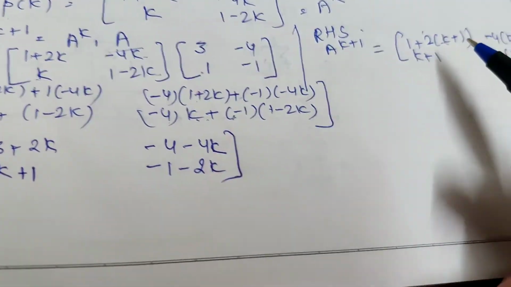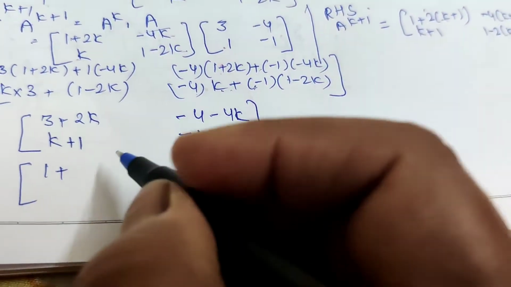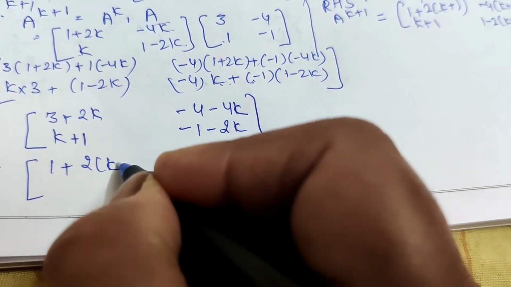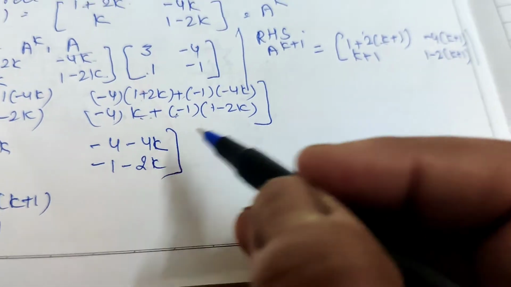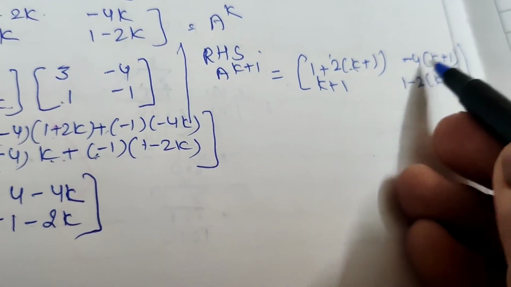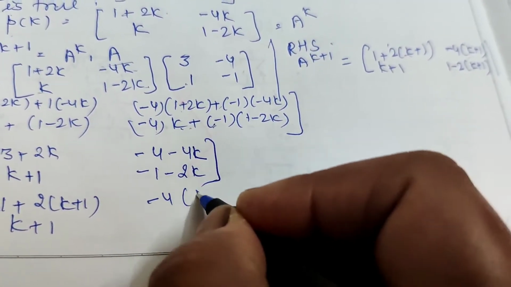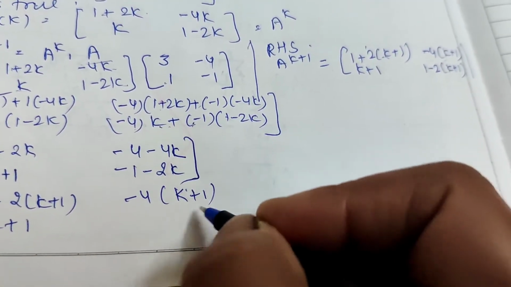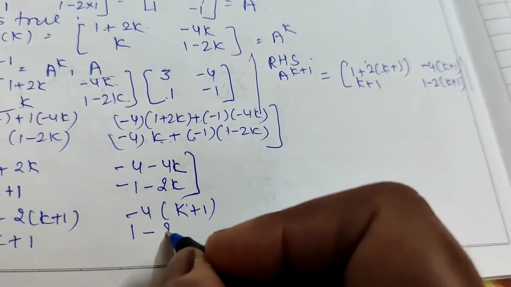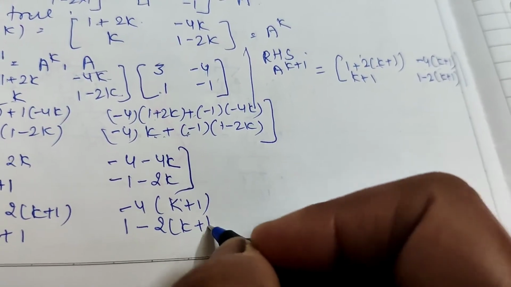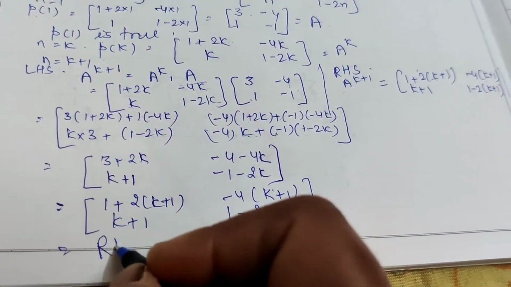If we can write in this form, this one also 1 plus 2 times k plus 1. This one is k plus 1. Minus 4 minus 4k, this one, take minus 4 common, k plus 1. And the last, 1 minus 2k, 1 minus 2 times k plus 1. This is the RHS of the series.